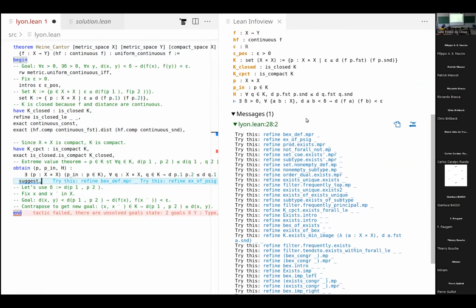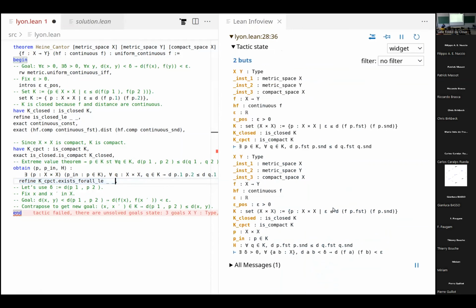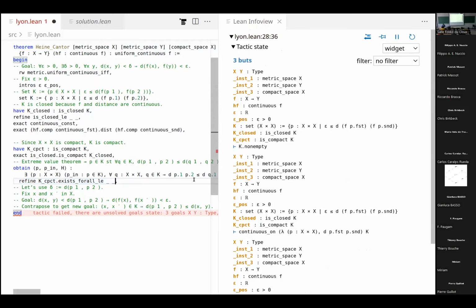And there is something suggested, which is, what is it for? That one is using the compactness assumption. And now I've got three goals. And there is some problem here. The computer is asking why K is not empty. You see that? So the next goal is proving K is non-empty.